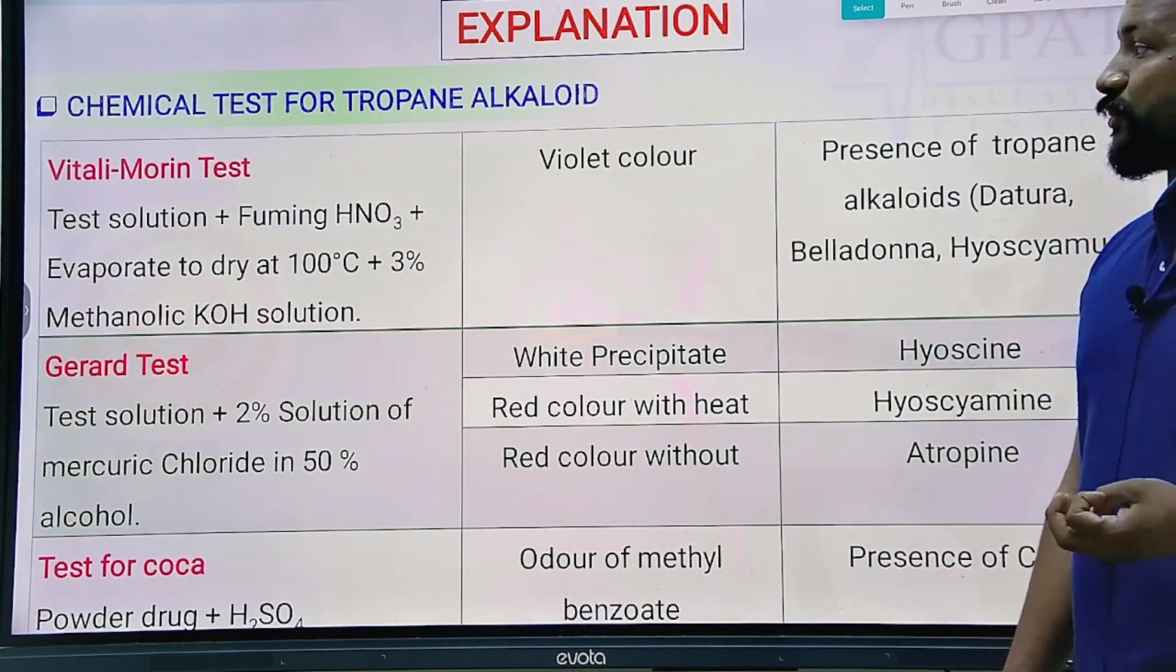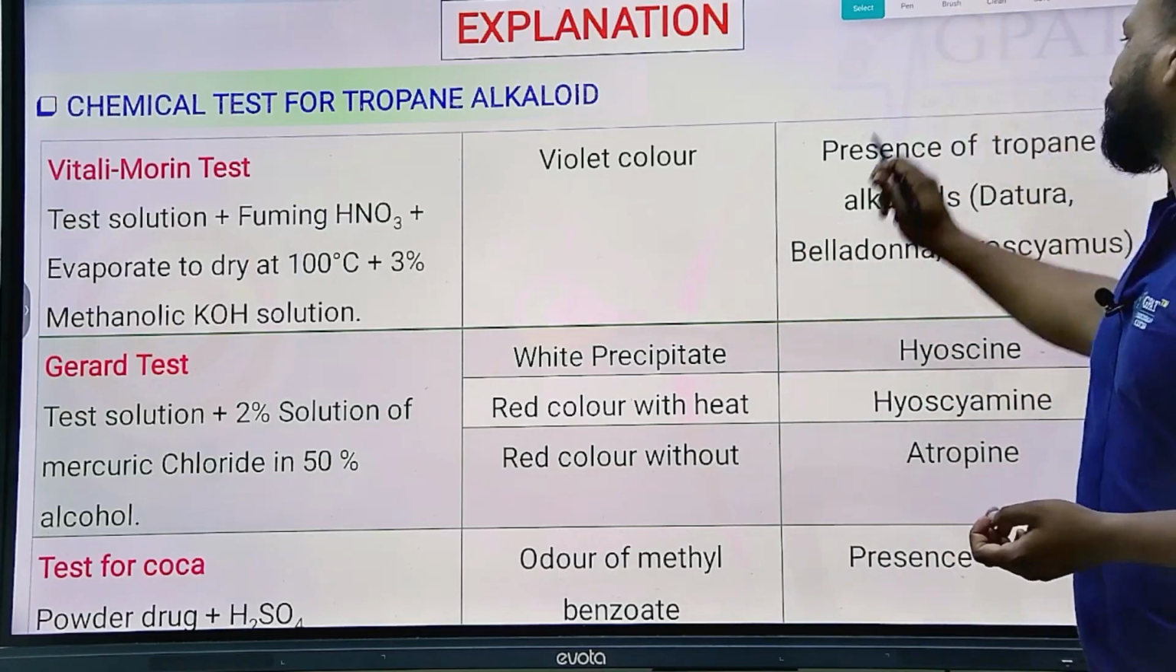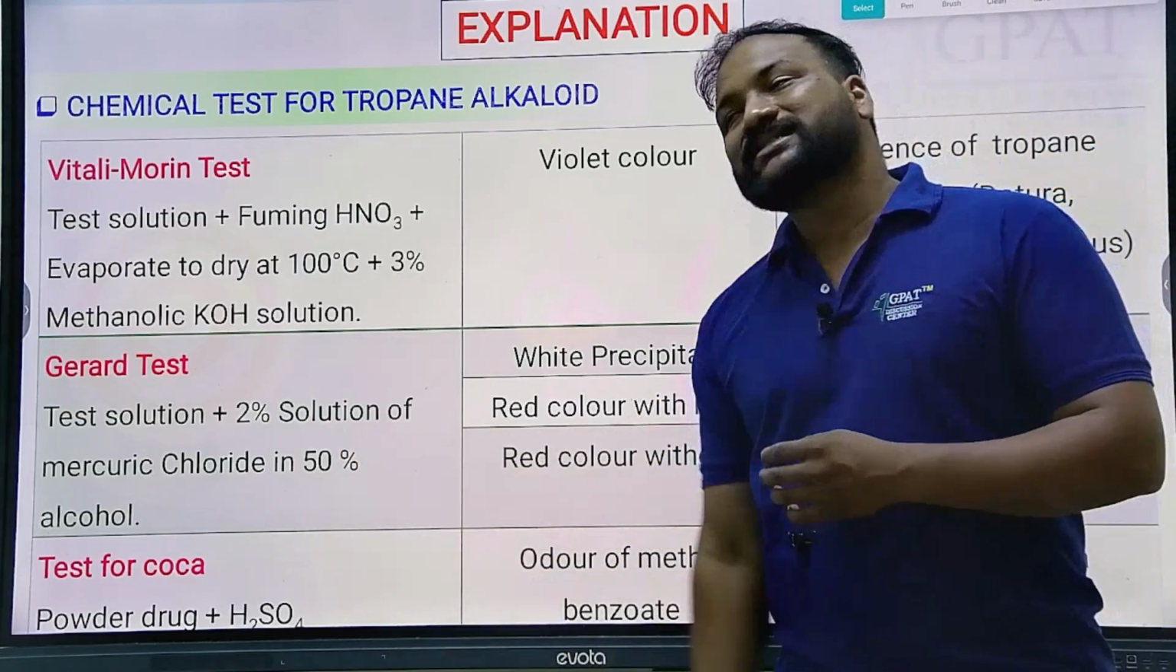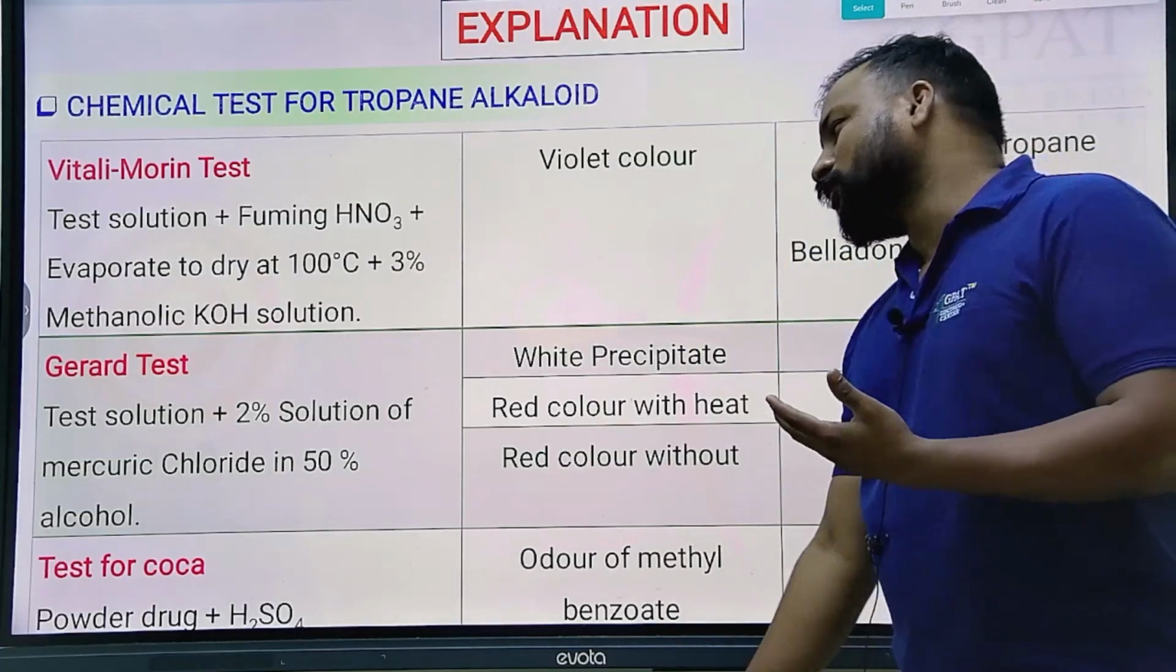For the Vitali-Morin test, it gives a violet color. That confirms the presence of tropane alkaloids. And apart from that, the Gerrard test is also there, and a test for coca is also there.